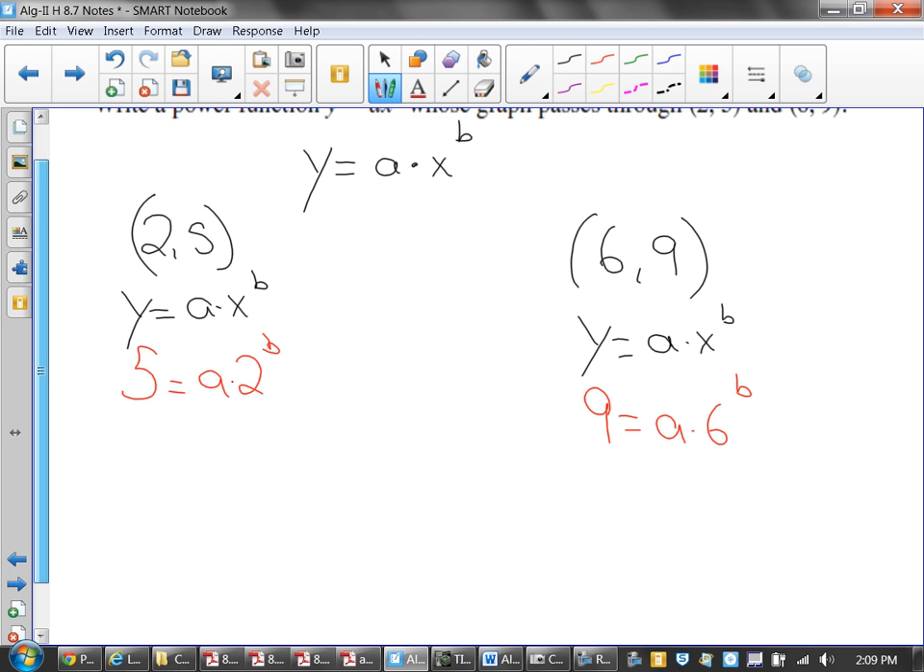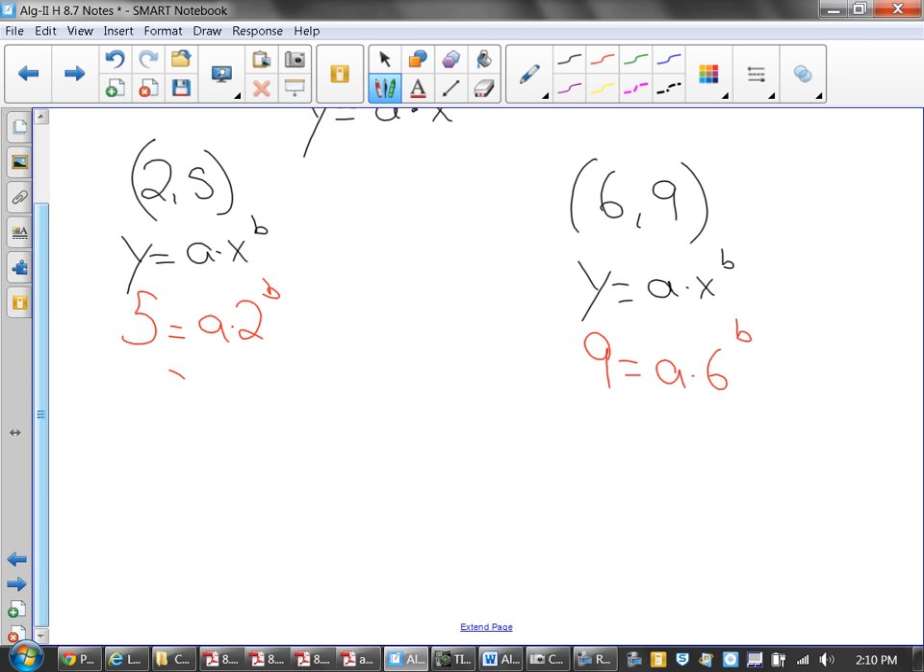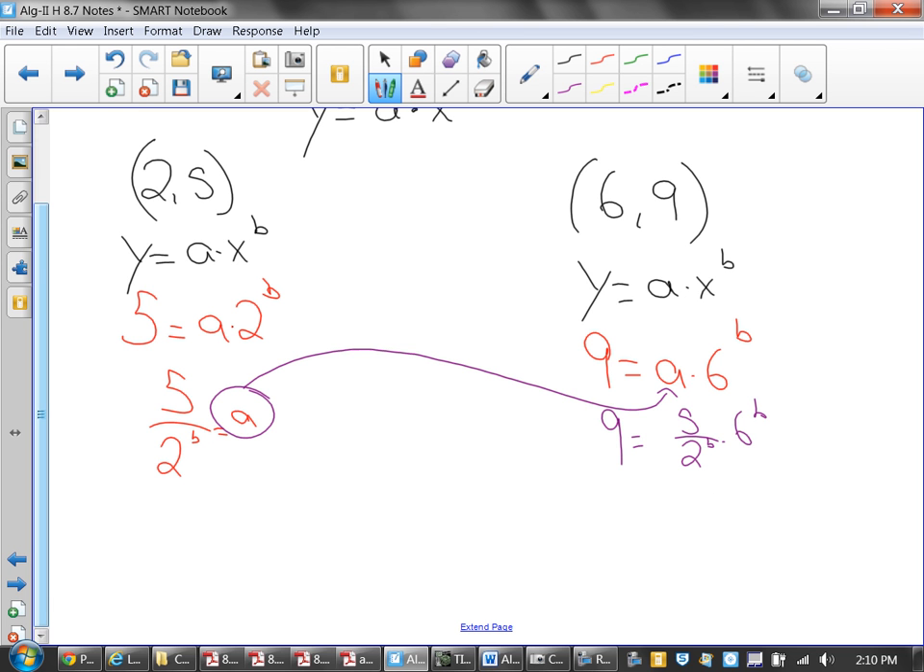I want to rewrite one of the equations in terms of a. So just write the first one in terms of a. To get a by itself, I have to divide both sides by 2 to the b. Good. So I'm going to get 5 over 2 to the b is a. And again, what do you think we're going to do with that? Substitute. Yep. We're going to take this value of a now and substitute back here. I get 9 is 5 over 2 to the b times 6 to the b.